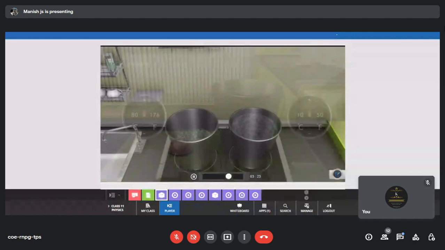The same concept applies here. Even though we use identical buckets, the bucket having more water takes more time. The same logic applies here.